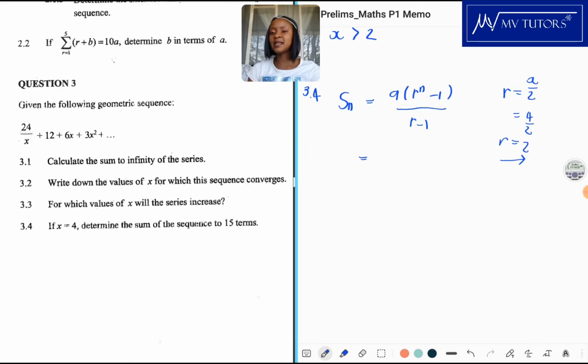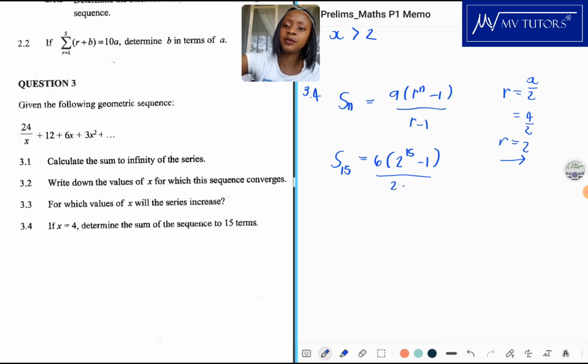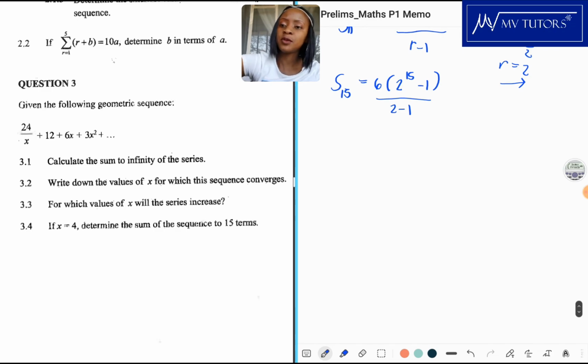So what is a? A is 24 over x. So 24 divided by 4 is 6. That's a, and then r is 2 to the power n, 15 terms. So 2 to the power 15 minus 1, and then we have 2 minus 1, which is just 1. So we have 6 times 2 to the 15 minus 1. This is what we're going to put in the calculator. The denominator falls away because it's just 1.